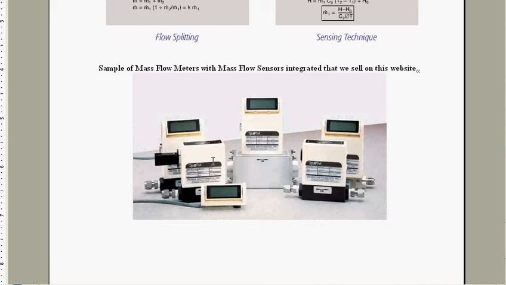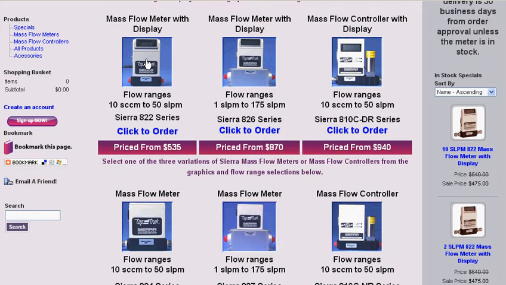So I'm going to show you the main page where you can take a look at these sensors, and I'll give you an overview of what they do. This is a mass flow meter with display. You can see mass flow meter with display, and the lower ones have no display. These are ideally suited for OEMs. The prices that are shown can be negotiated by calling on the phone.